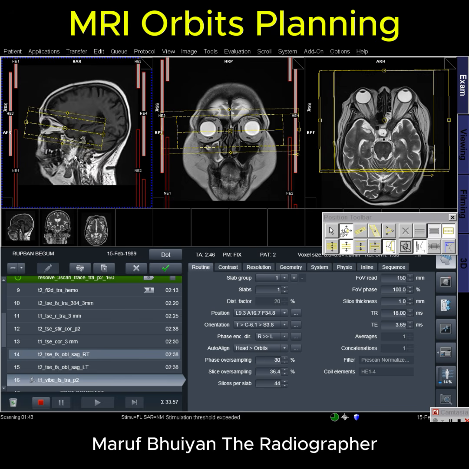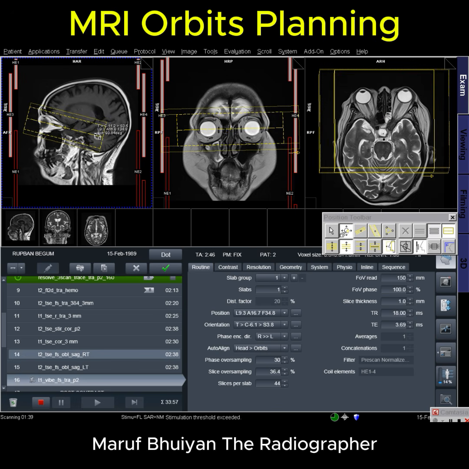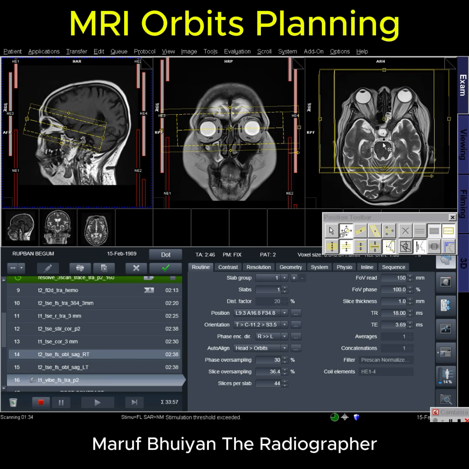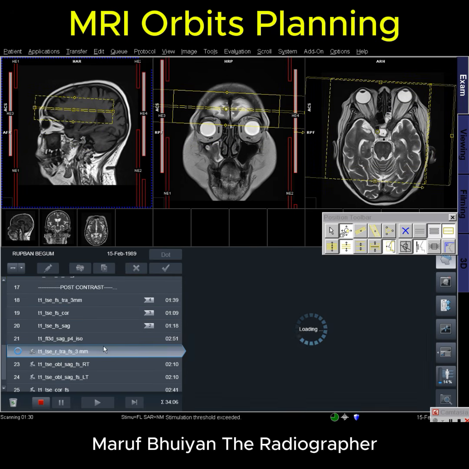And this is a transverse image, a 3D transverse image that I am planning over the sagittal image. And this is actually a T1 Vibe FatSet 3D.